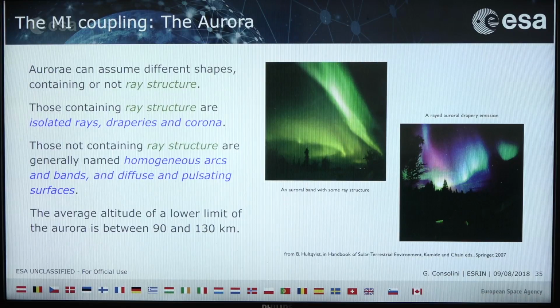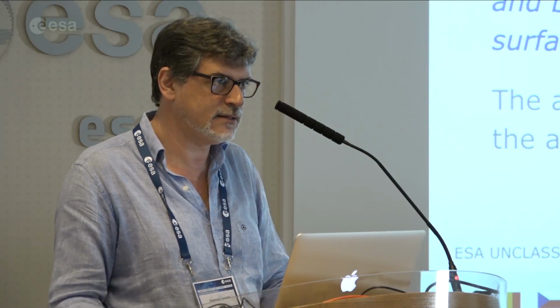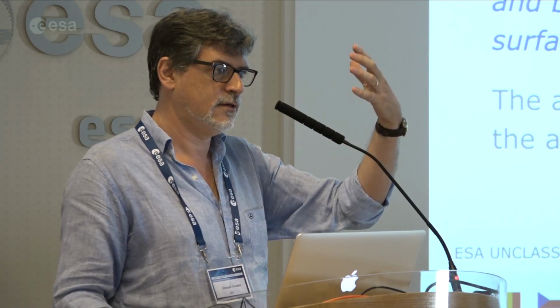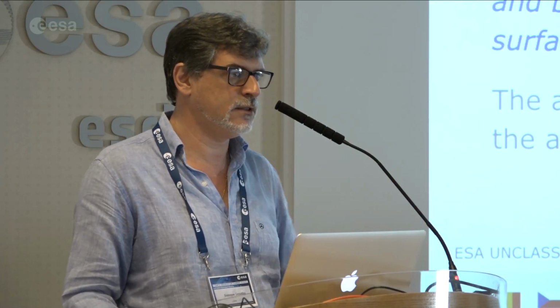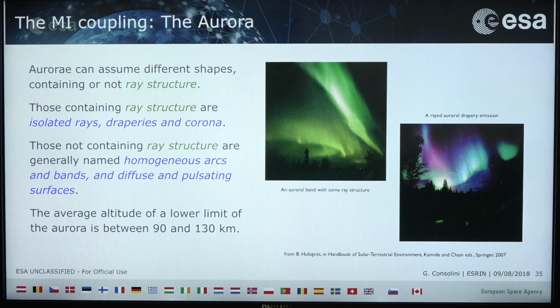And so another important point is that the auroras can show different structures. And this is impressive because this means that we still do not have a single scenario to describe the coupling between the magnetosphere and the ionosphere. And we can observe essentially shapes containing, like in this case, not in this one, ray structures.